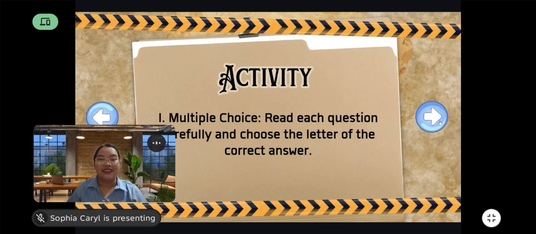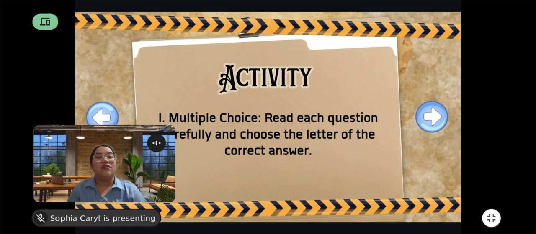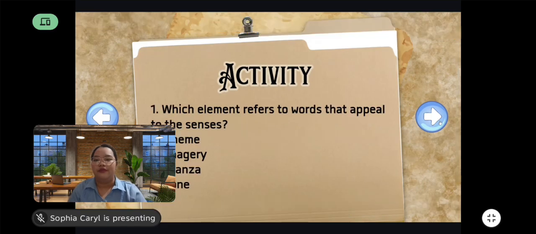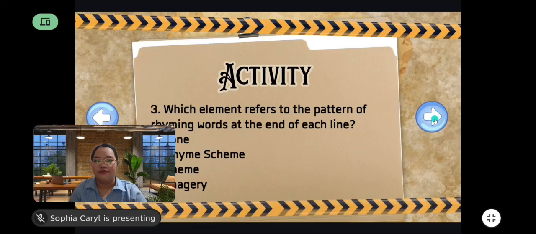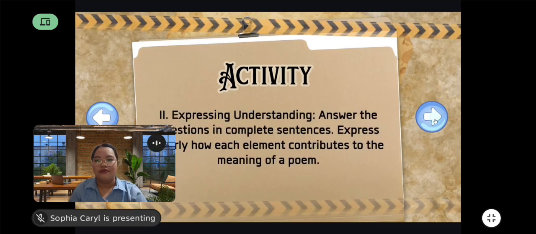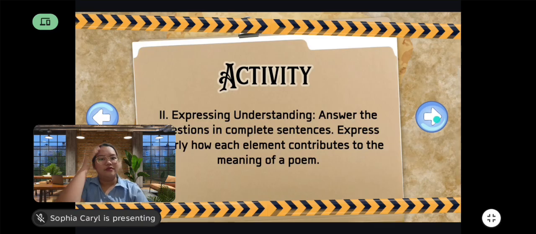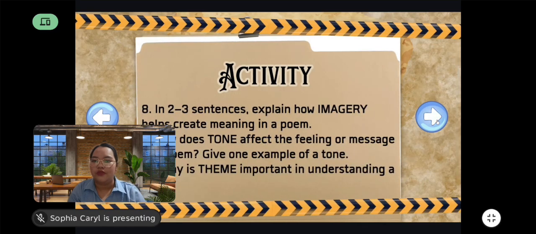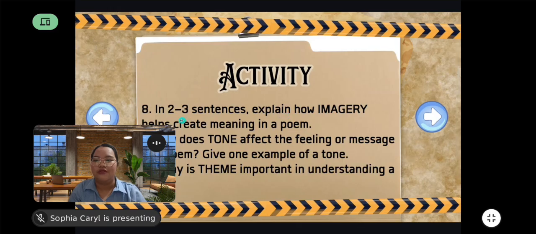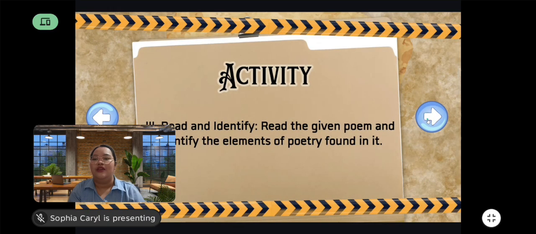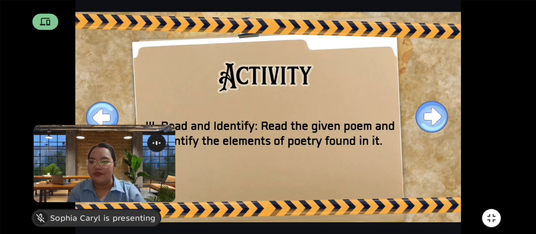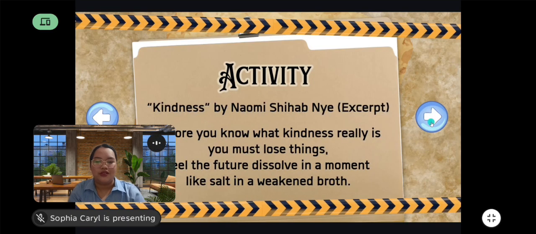And finally is the activity. This is the evaluation part. We have here a multiple choice activity and expressing understanding. This is a sentence making activity. They will explain in sentences. They will answer the question in full sentences. Followed by the read and identify. They were given a poem and they will identify the elements of poetry in it.